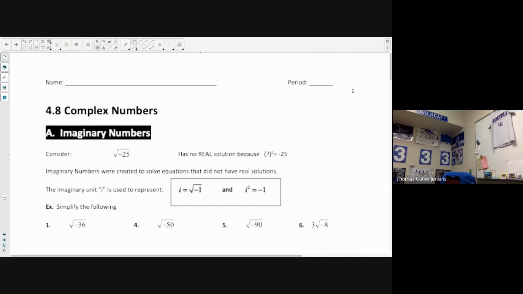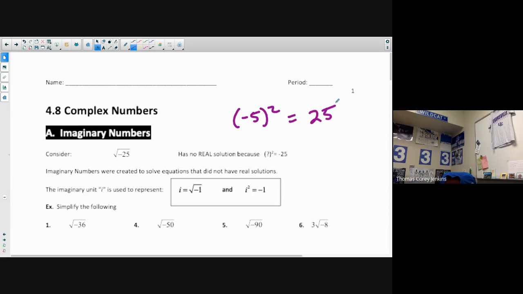So first of all, that kind of sounds made up, but why do we need imaginary numbers? Right here it says consider the square root of negative 25. And we've always been told you can't take the square root of a negative. That makes sense because nothing squared is equal to negative 25. Our first thought is if we take negative 5, square it, then that would be negative 25, but it's actually 25, right?